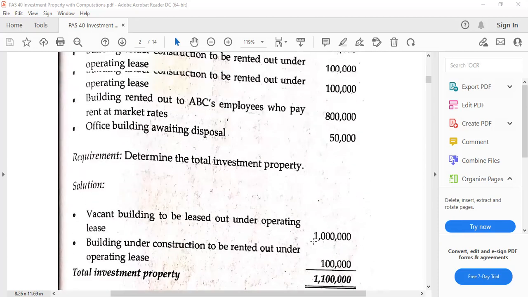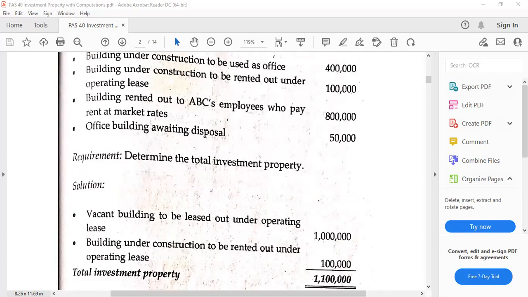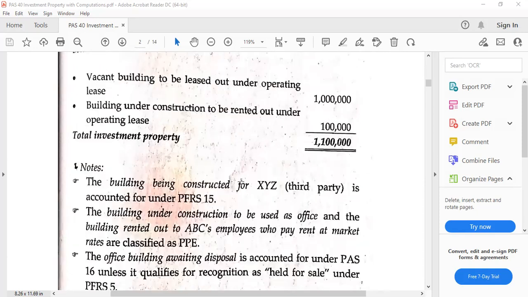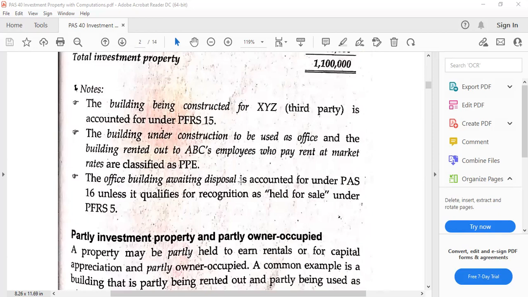If it is for sale, just like for this one, office building awaiting disposal, that is clearly part of held for sale. So that is part of PFRS 5 if ever it is really held for sale. But if it is just a building that is to be disposed at the end of its useful life, that would be part of PAS or IAS 16, property, plant, and equipment. All right, so hopefully you got that, and you need to pause for now for a minute to absorb the details.